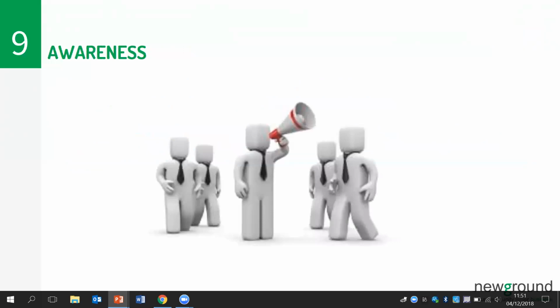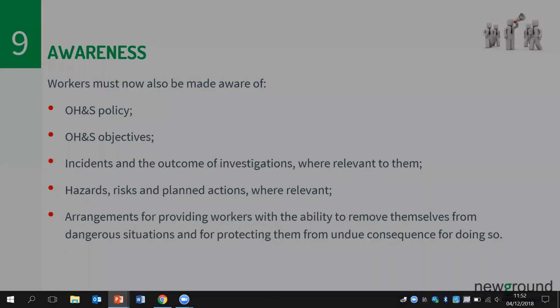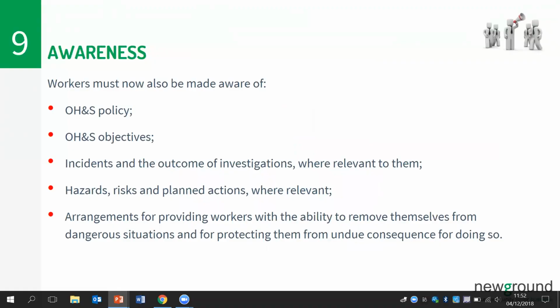The next key change I want to highlight is the difference in the awareness requirements. So awareness comes into the support, clause 7, and 18,001 specified a range of requirements that workers should be made aware of, and ISO 45001 has expanded now on these requirements. So I've just listed these new requirements here.